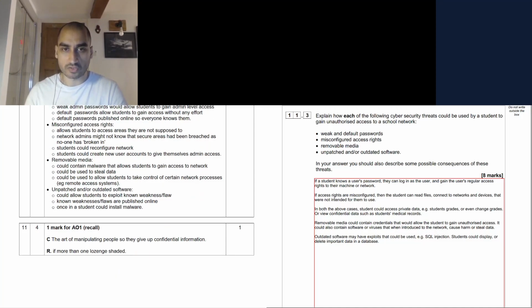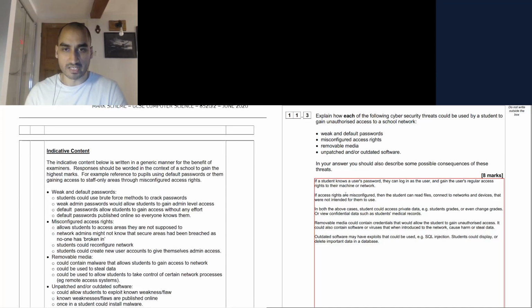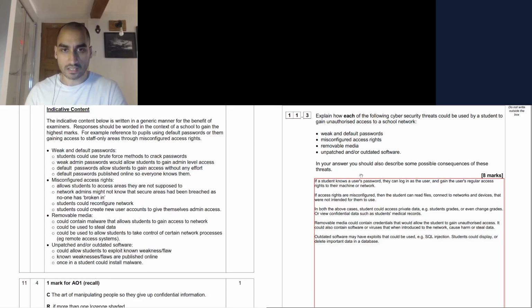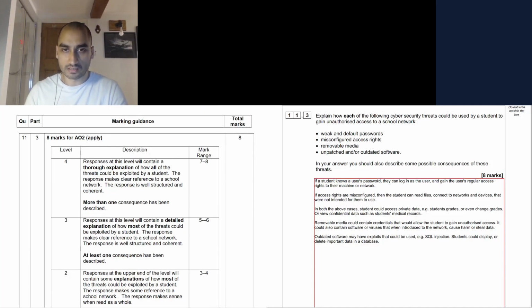Unpatched or outdated software could allow students to exploit known weakness flaw. Yep. Once a student could install malware. So I mentioned SQL injection. So I've mentioned an example. Again, I have no idea how to grade this. I think I didn't explain the passwords thing fully. But I explained the consequences, but not how they actually get the password. Because I didn't know that's what they wanted us to say. The other stuff, I feel like I hit some of these points for each one. So I think I've met level 4, mostly.